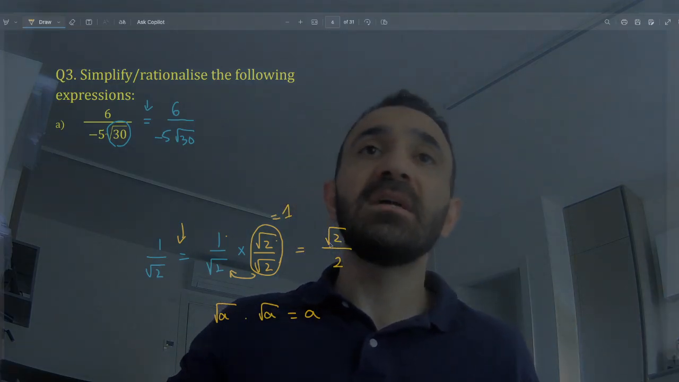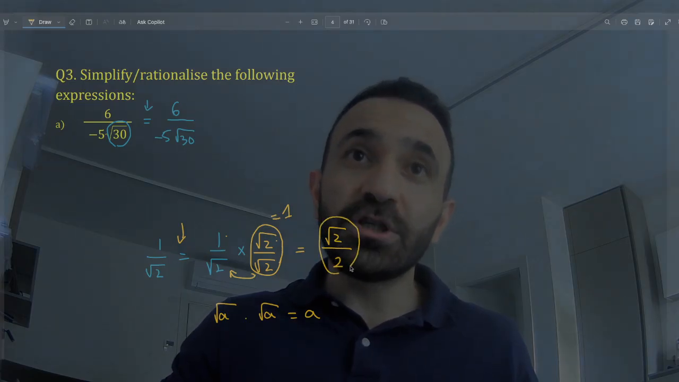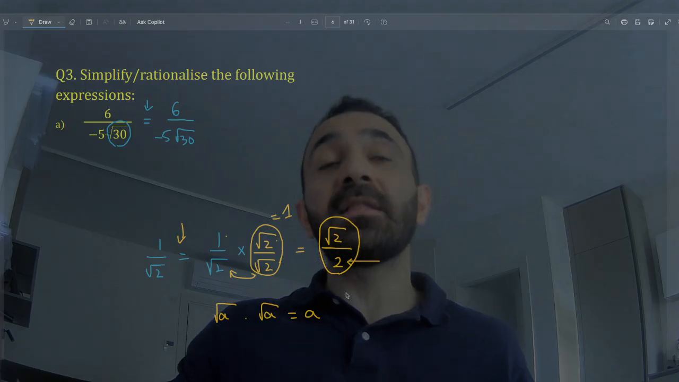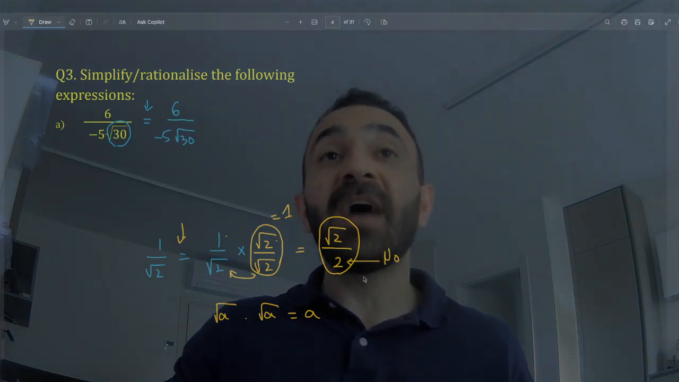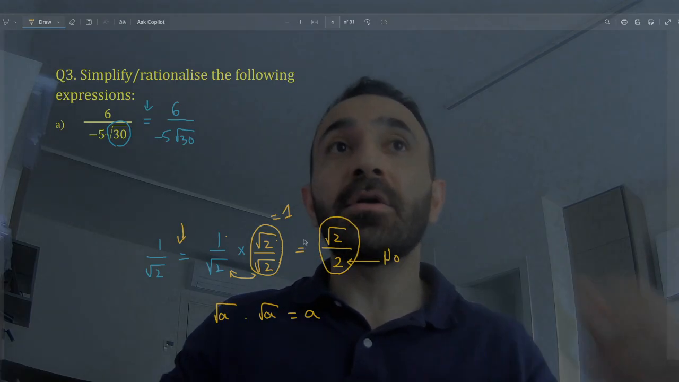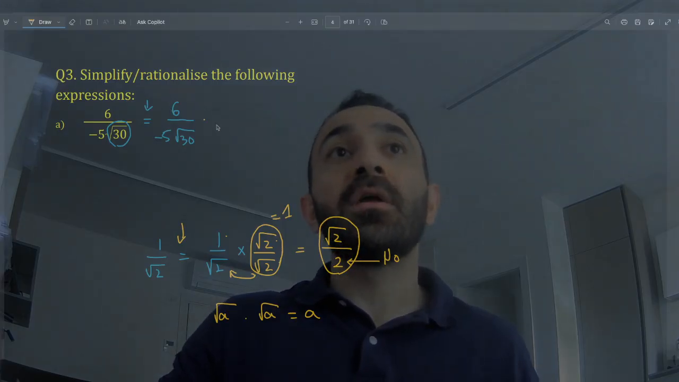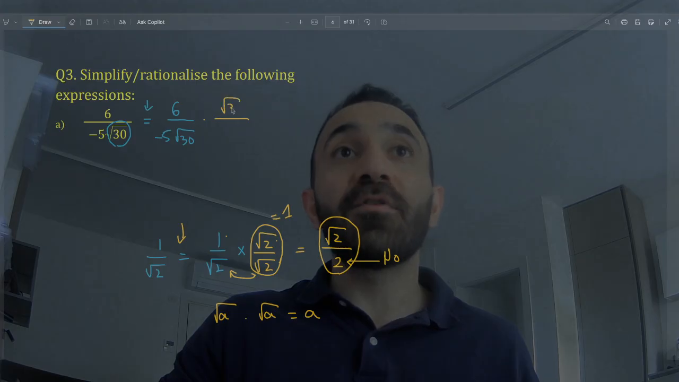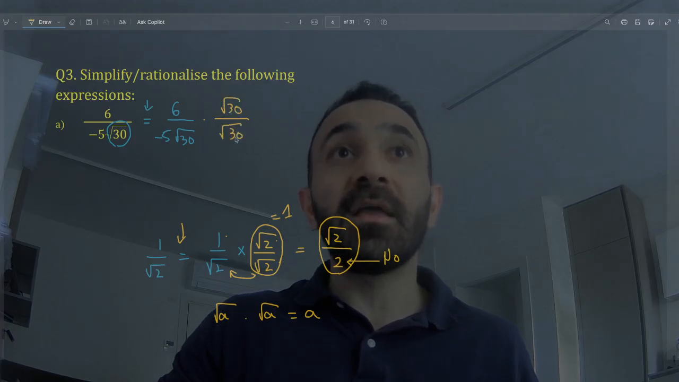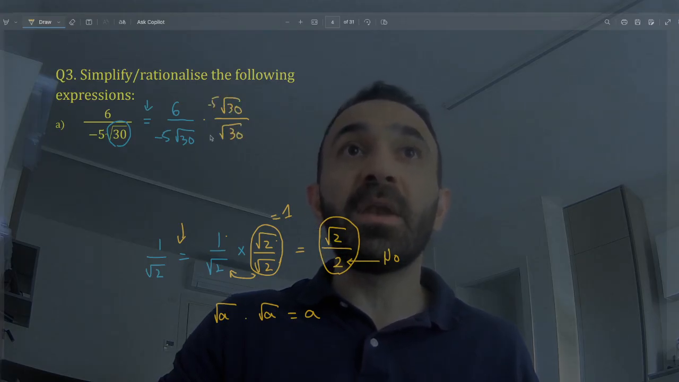Okay. So look at this. Do you see any more square root in the denominator? No. So we have rationalized this fraction. Here, we're going to do the same procedure. I'm going to multiply by square root of 30 over square root of 30. Some students say, but what about minus 5?